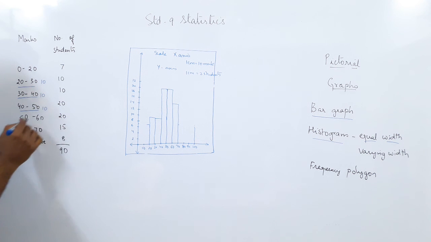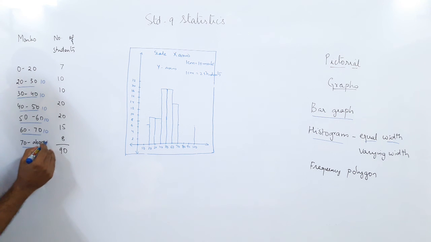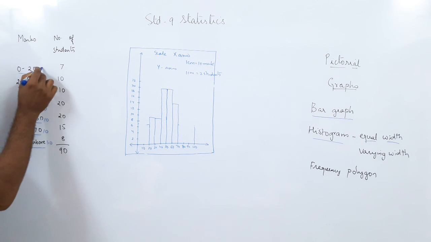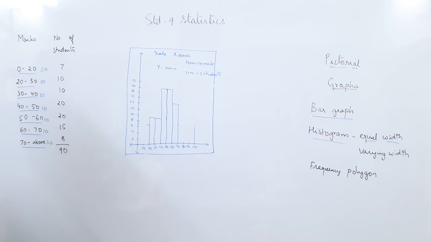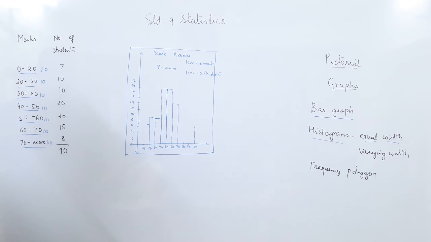40 to 50 means 10. 50 to 60 means 10. 60 to 70 means 10. The width is 10. But 70 to 100, the width is 30. 0 to 20, the width is 20. So because the width is different, we cannot take the same number for all, because the area is getting different. So we have to adjust the numbers.